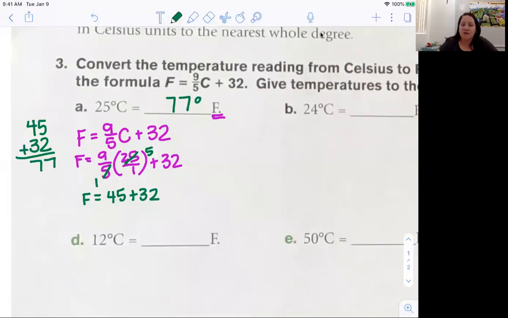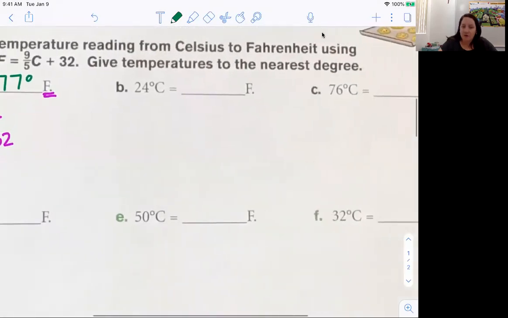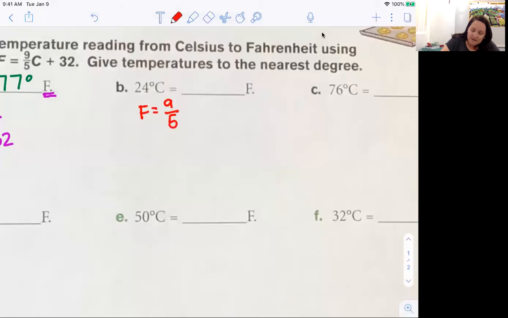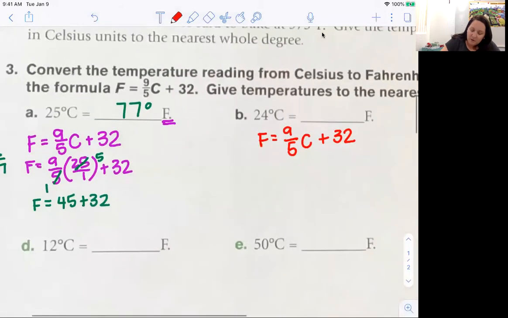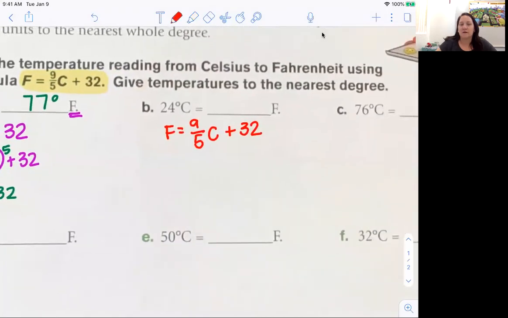Okay, so let's move on to letter B. I have 24 degrees Celsius, and we need to find Fahrenheit. So are we going to use the F formula? We haven't even talked about the C formula yet, right? So we're going to use the F formula, the Fahrenheit formula. F equals 9/5 C plus 32. And if you forget the formula, look, it's right here in our directions. So we can always go back to our directions.